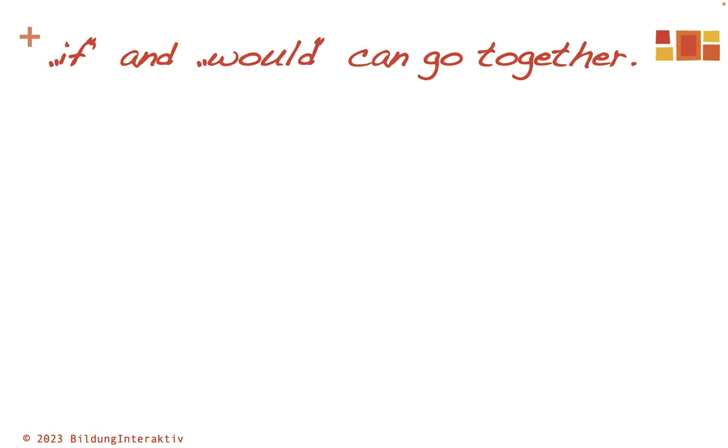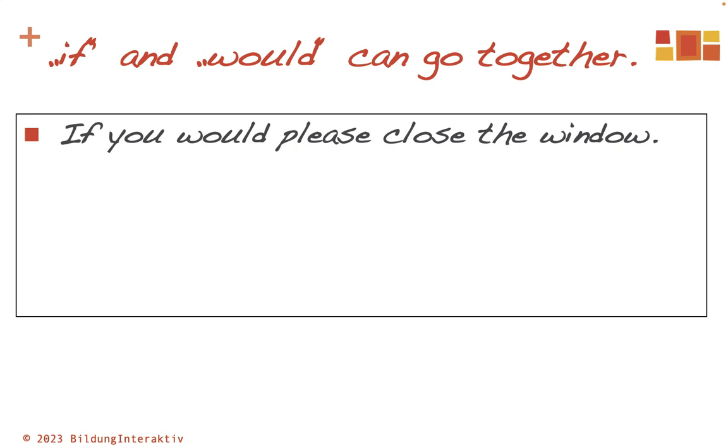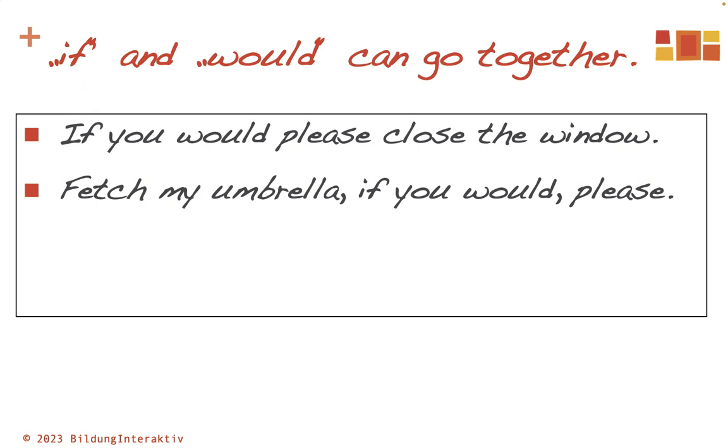And now, of course, yes, if and would can also go together. Okay, so let's have a look at the sentences. You can say, if you would please close the window. Remember the sentence we had before, if you will please close the window. You can also say, if you would please close the window. That sounds even more, in this case, I would say formal. It's very formal. If you would please close the window. Yes, but it's correct English. You can use that. You can say that. Fetch my umbrella if you would please, or if you will please, sounds again very formal. Fetch my umbrella if you would please.